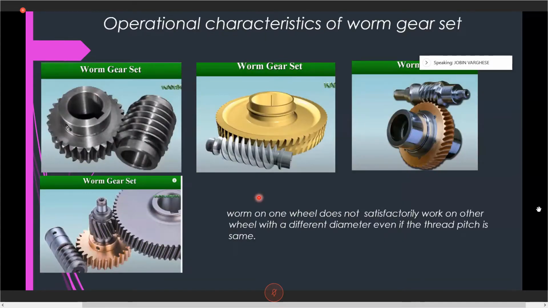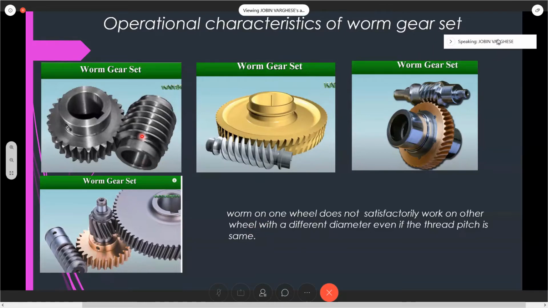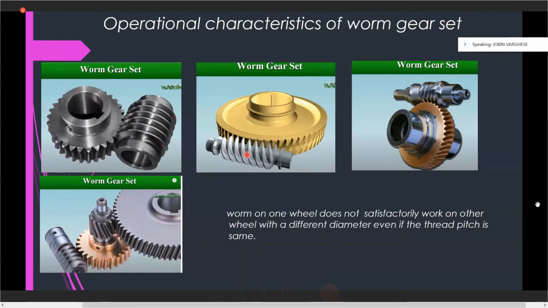Next comes the operational characteristics of the worm gear set. I already discussed that it will not work if we change this pinion to a different wheel having a bigger diameter. In this case, it won't work because it won't mesh properly. That's the reason why we cannot interchange. Those are the operational characteristics.